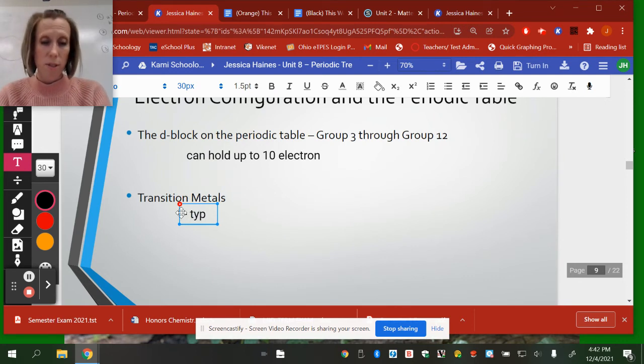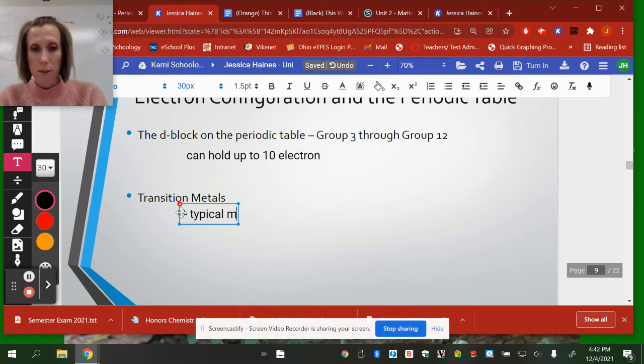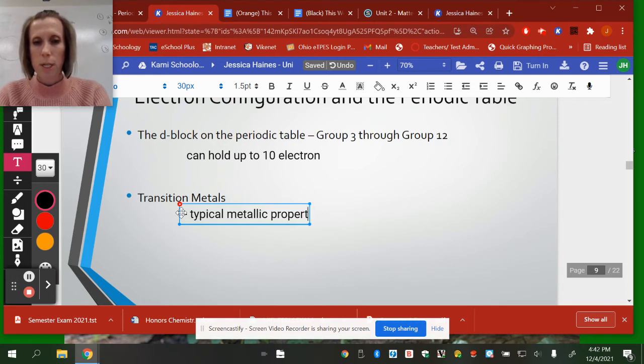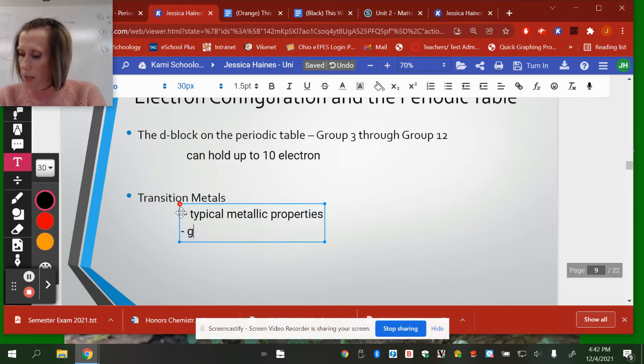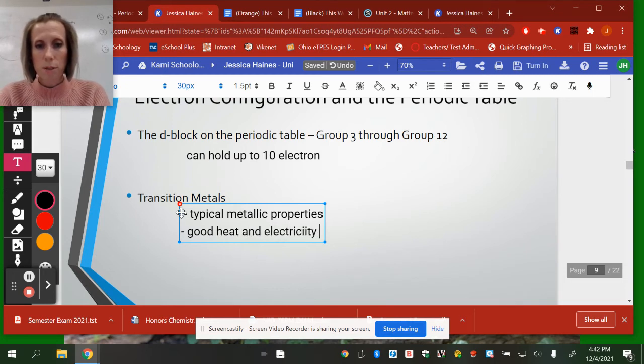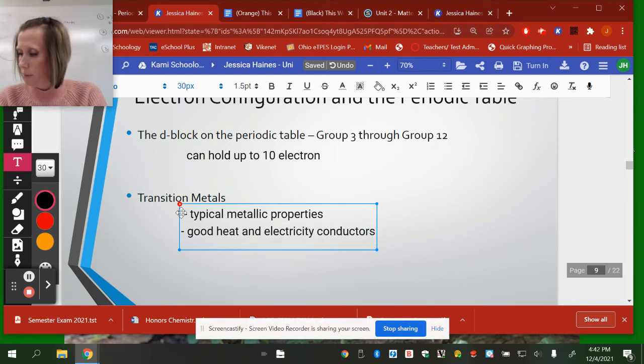They have, obviously, we studied this beginning of the year, I feel like, metals and non-metal properties like ductile and malleable. They have typical metallic properties. They are good heat and electricity conductors, obviously, because that's like a lot of the metals. They're less reactive than the first 2 groups. So they are considered metals. Obviously, they're called transition metals, but they are less reactive.